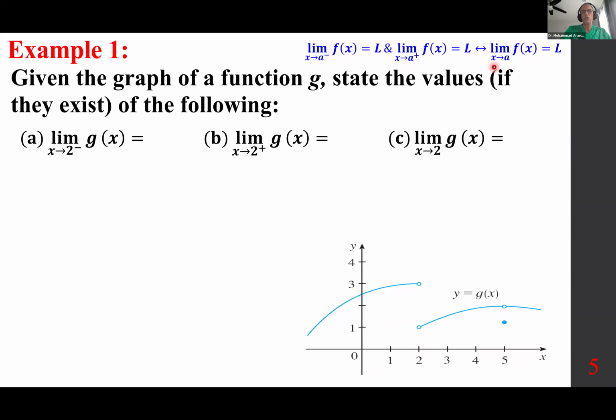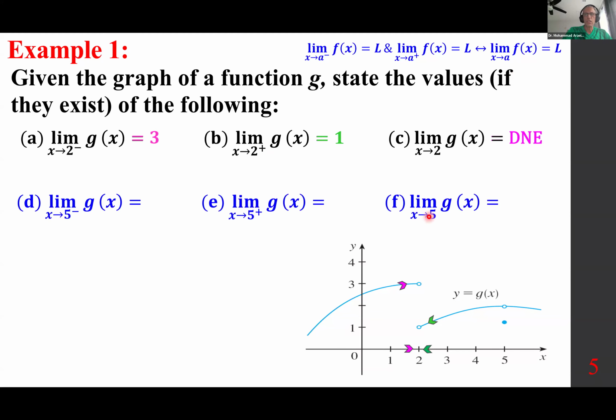So we are interested in the limit for number 2. So we're going to go from the left and the right side. Here's the left side, moving this way, moving towards this hole. The answer is 3. From the right side, putting us in this branch, moving this way, giving us number 1. Are the two the same? The answer is no, the limit does not exist.